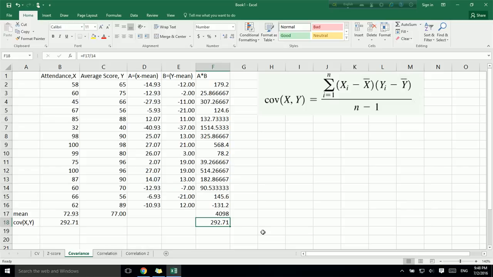The covariance measures the strength of a linear relationship between two numerical variables, but the flaw of covariance is that you cannot tell if it is a strong or a weak linear relationship. If you want to know how strong or how weak a linear relationship is between two variables, we can use coefficient of correlation.